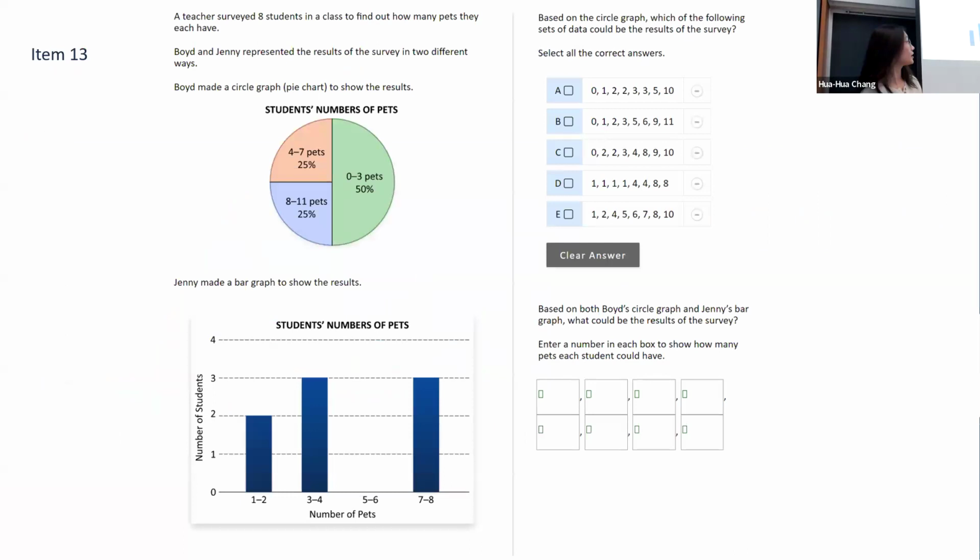With that, here's a look at one of these questions, which is item 13. Very long question. Most questions are not this long. This question is like an intro to stats question, where it says a teacher surveyed 8 students in a class to find out how many pets they each have. And here are some pie charts and bar graphs that are created based on this. And then I asked the student, based on the circle graph, which of the following sets of data could be the result of the survey? That's not a very difficult question subjectively to me, but it does involve a lot of time if you want to figure out whether each of these are possible.